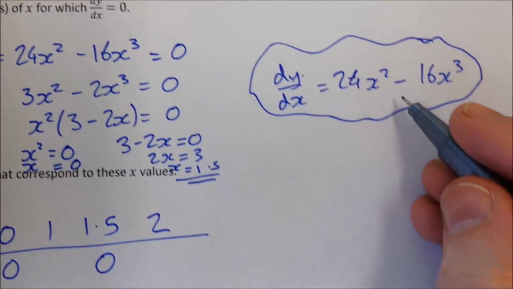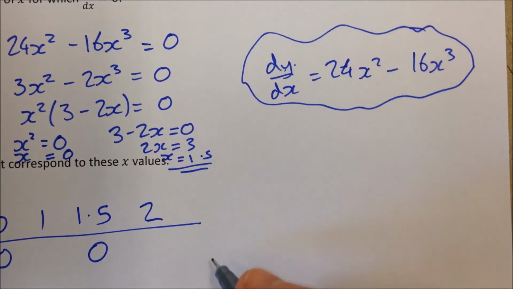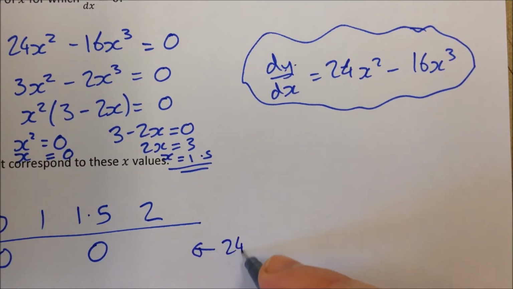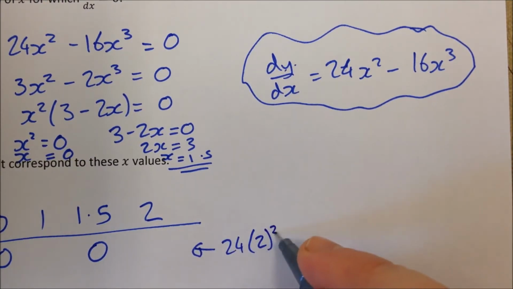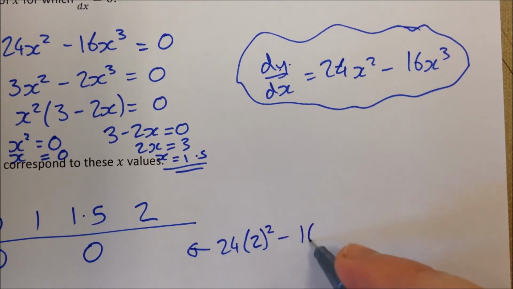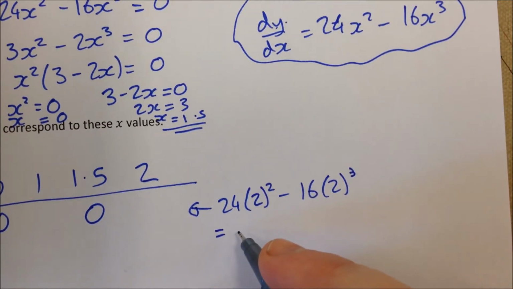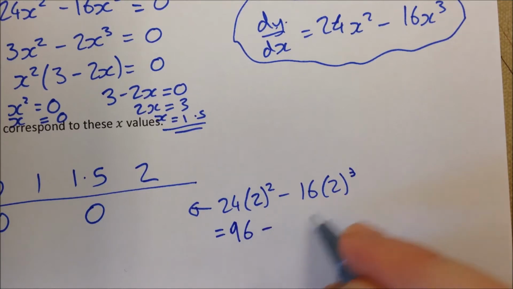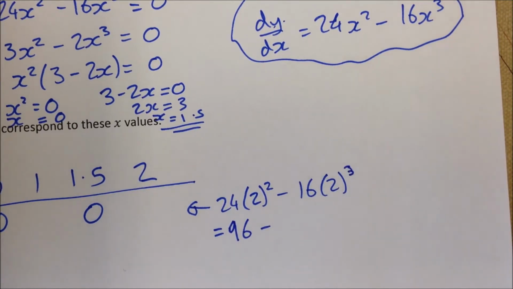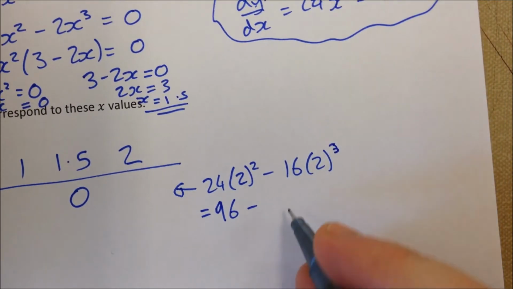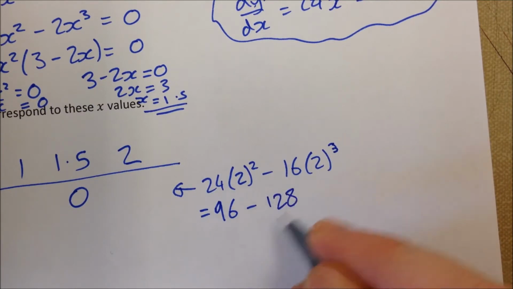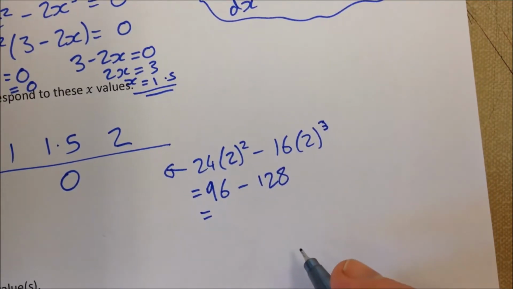So this is our formula, 24x squared take away 16x cubed. So 24, 2 squared take away 16 lots of 2 cubed. So that is 24 lots of 4, that is 96. 16 lots of 8 is 128. So the important thing is here that it's negative. It is going to be negative 34.